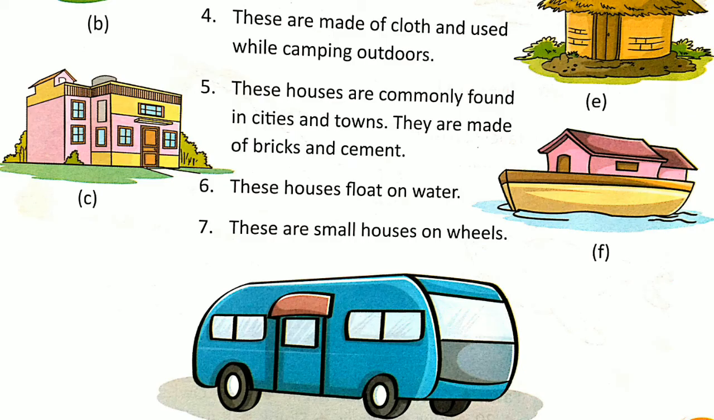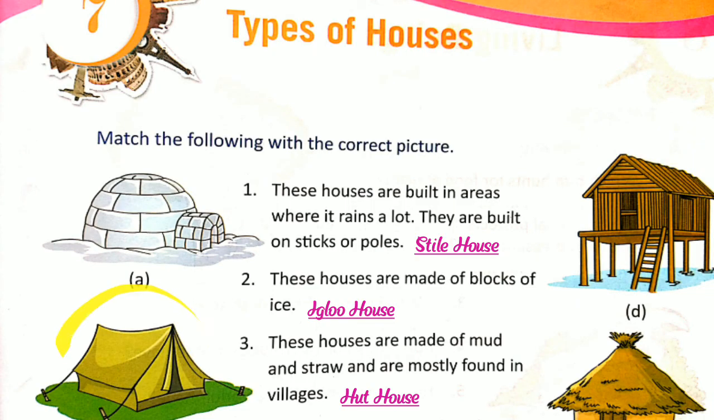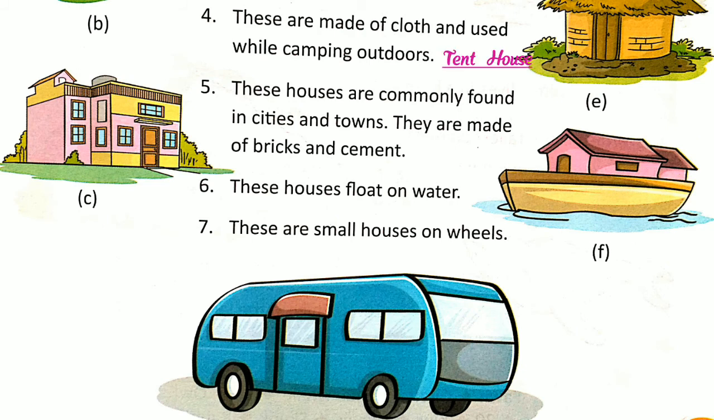Next we learn number 4. These are made up of cloth and used while camping outdoors. Which type of house am I? We find that it's a tent house. A tent house is made up of fabric cloth, and it's a movable, temporary, and also lightweight house. We see here a picture of a tent. So it's a tent house. Very good children.